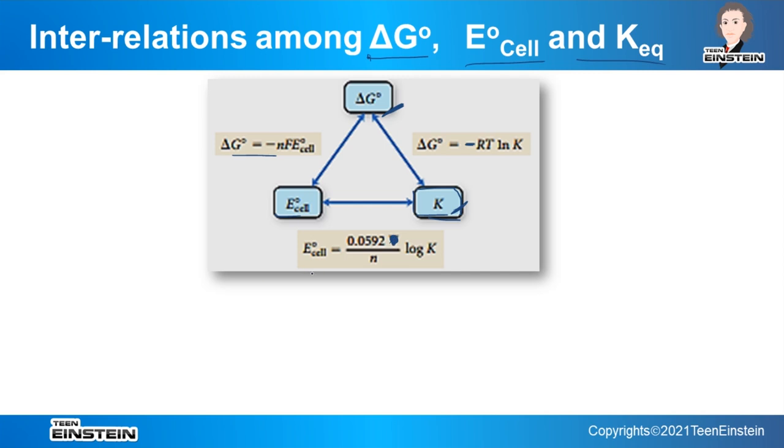And between E°cell and K equilibrium, this is the relation. E°cell is equal to, there is no negative sign, 0.0592 or simply 0.059 divided by the number of electrons involved, into log K. Remember, whenever you are writing 0.059, it is always log. It is not ln K. Because this value we have obtained by considering 2.303, and if you have considered 2.303, then obviously it is log, it is not ln.